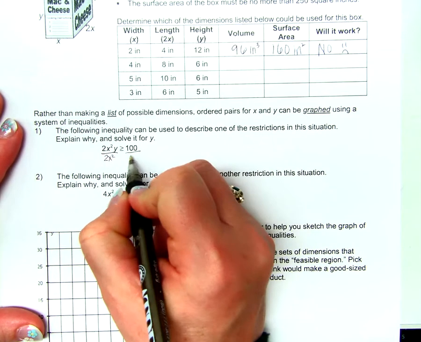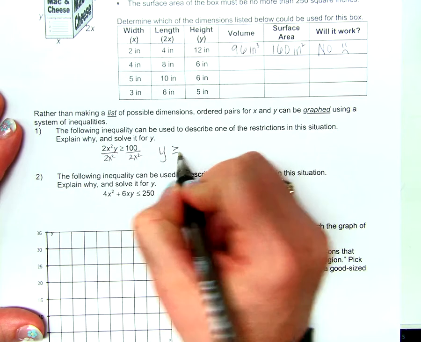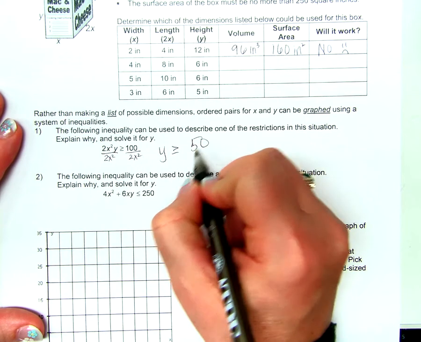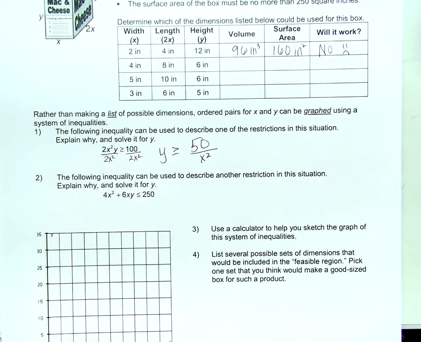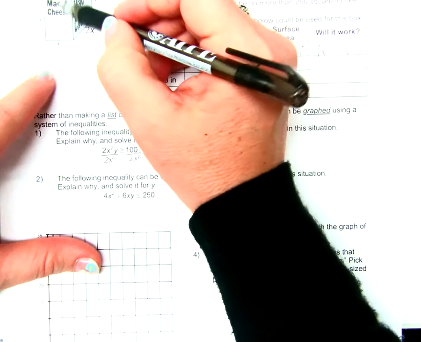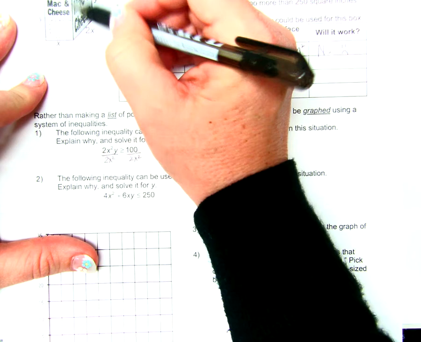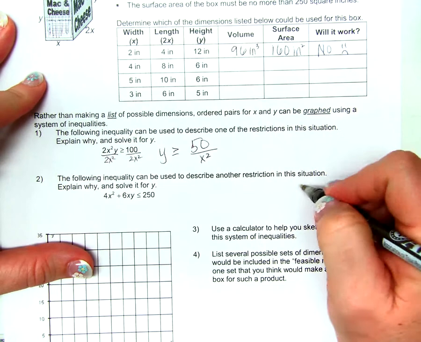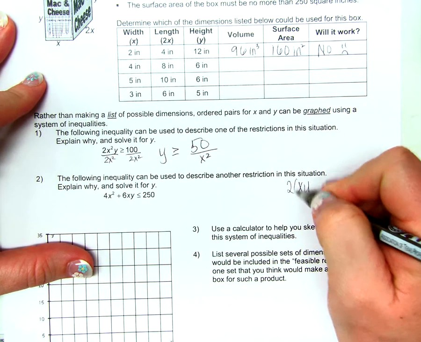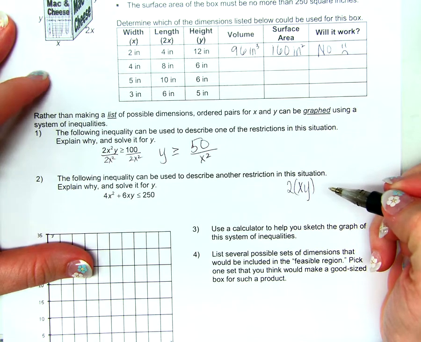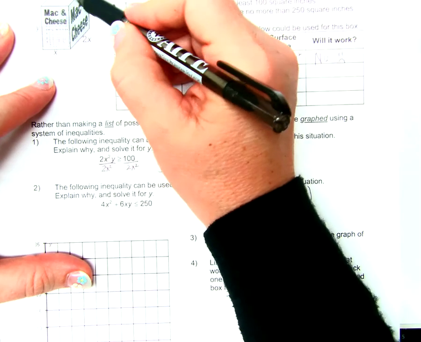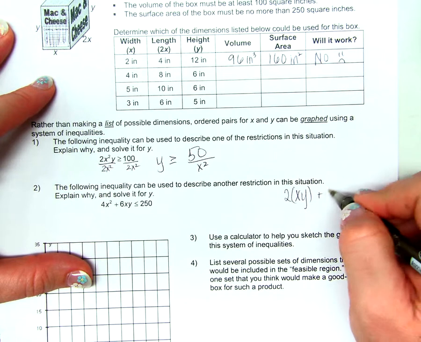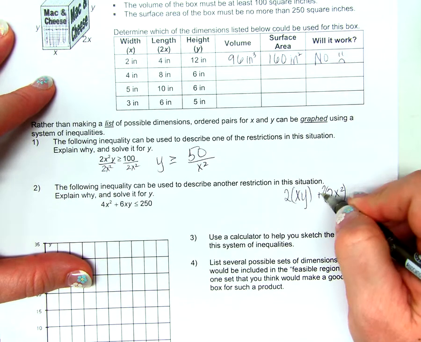2x squared, y is greater than or equal to 50 divided by x squared. How do you find this side right here? X times y. But that's 2 of them, right? How do you find this one right here? 2x squared, but there's 2 of them.